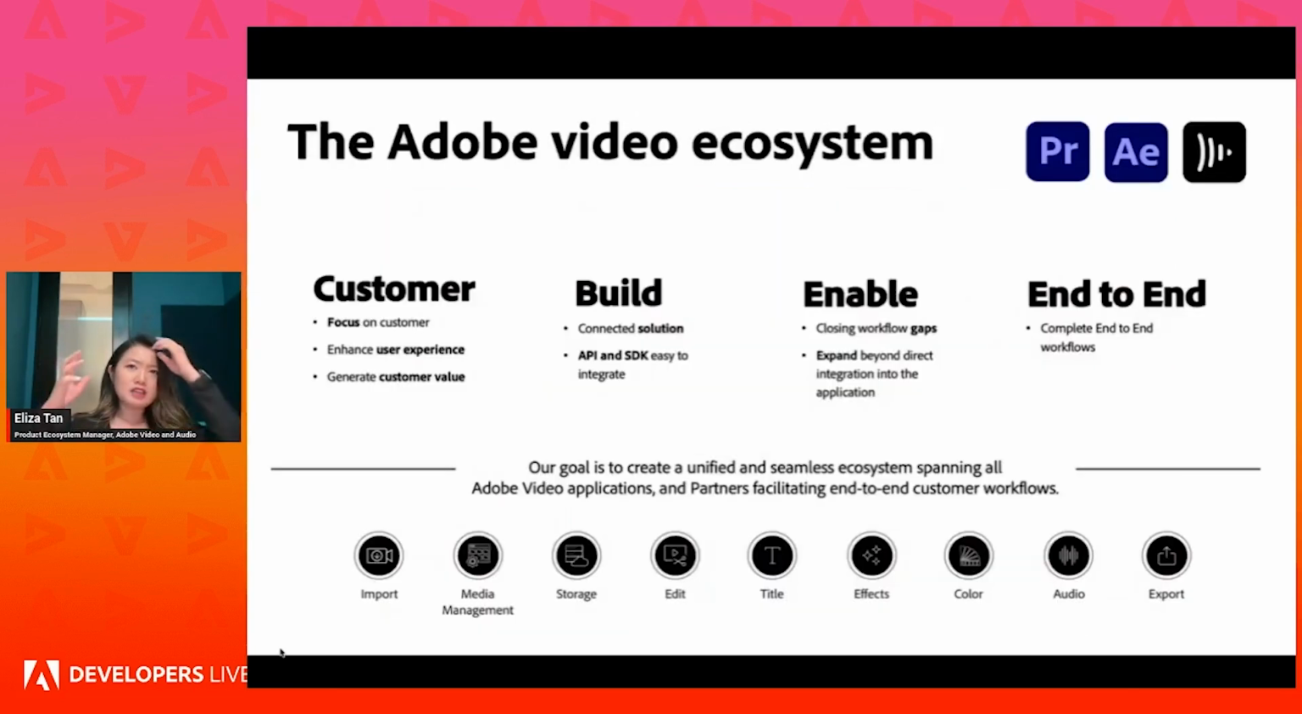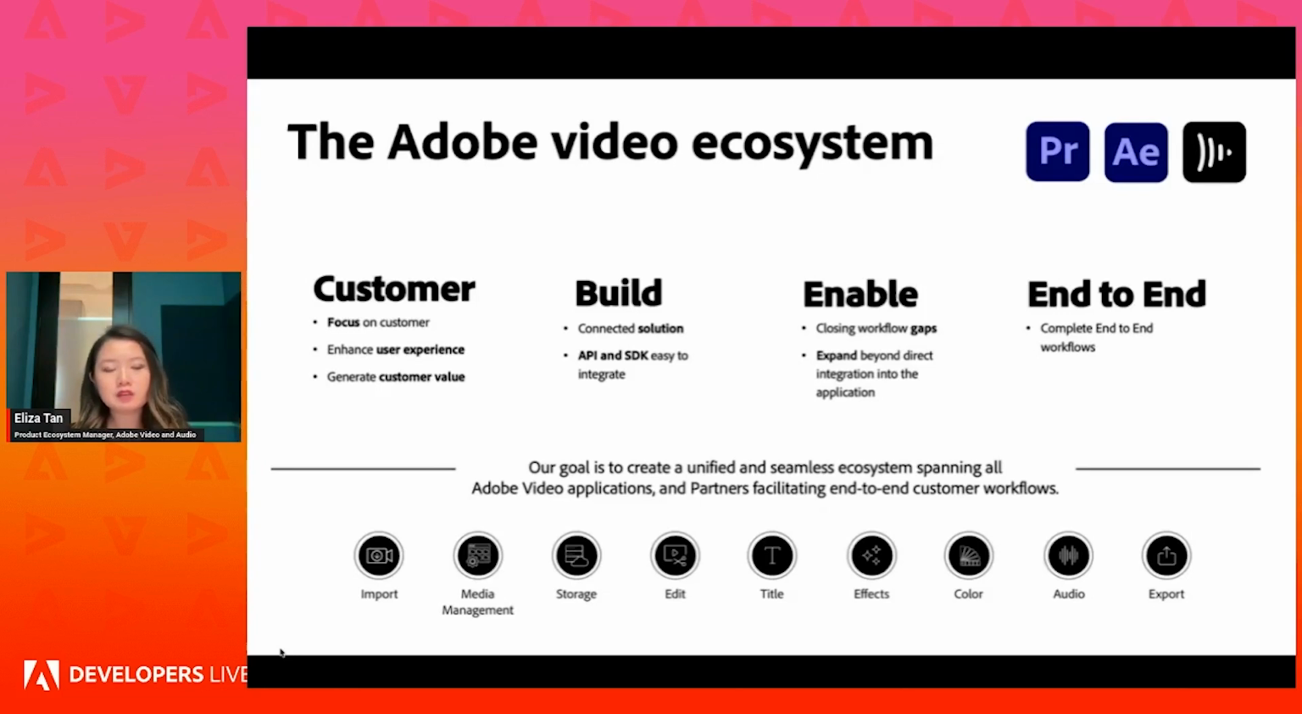So just to give some context on how our team operates with partners. Like I said, Premiere and After Effects are our main focus, and I'll be dialing in on Premiere today. Our goal is to create a unified and seamless ecosystem spanning all our video applications and to work with our partners to facilitate the end-to-end customer workflows. I'm part of a 4-person team, just speaking on behalf of the team today, but we're looking at it really from an end-to-end standpoint, right? Like how are partners delivering value to our joint customers from import all the way to export.